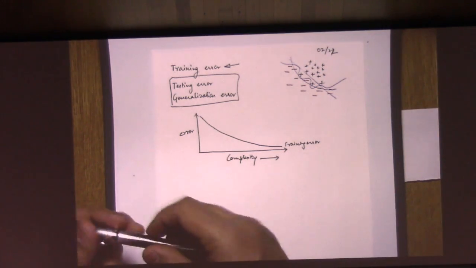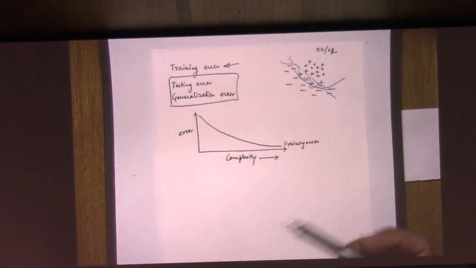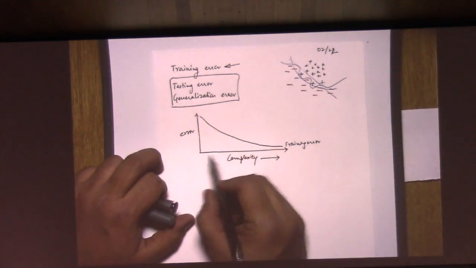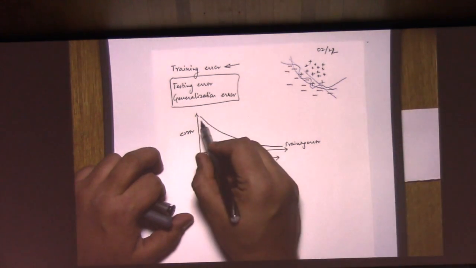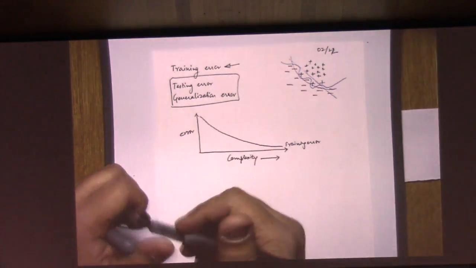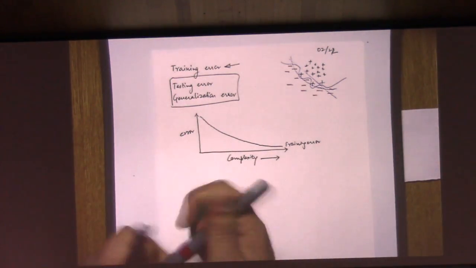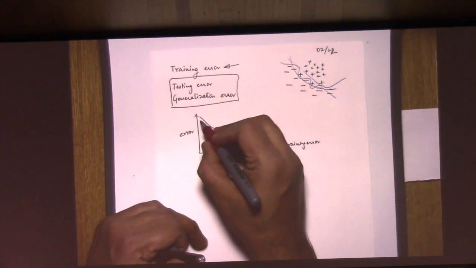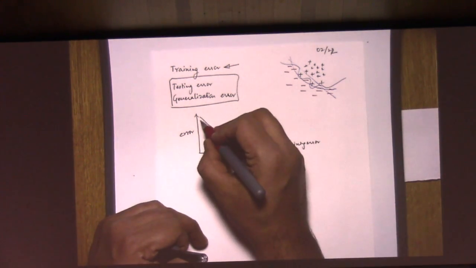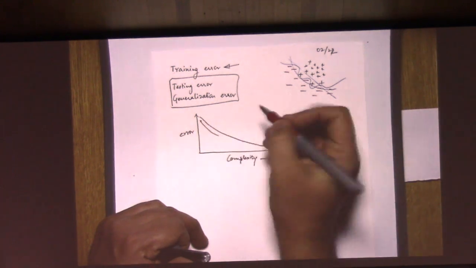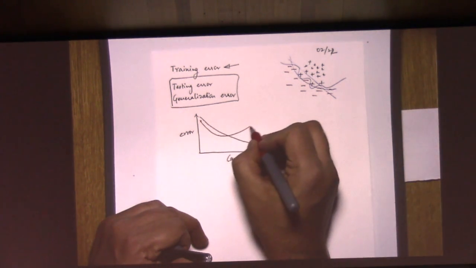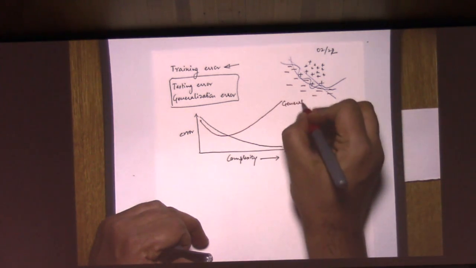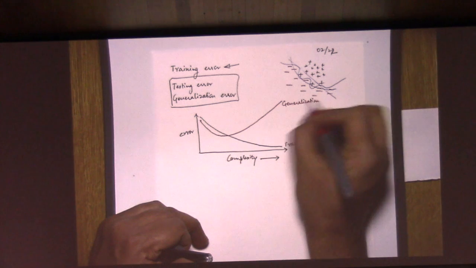So the next error we talked about is the generalization error. What happens with generalization error is that, of course, when your model is very simple, your generalization error would also be pretty high. But what typically happens is that as your model becomes more complex, your error goes down, but after a point, your error starts increasing. All right, so this is the generalization error.